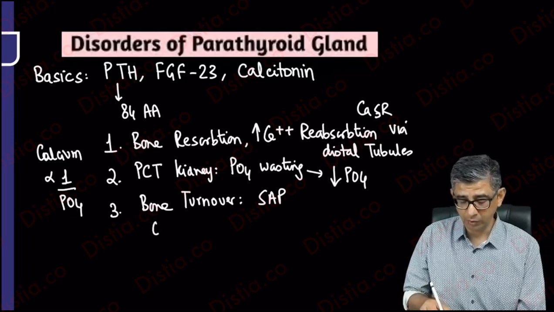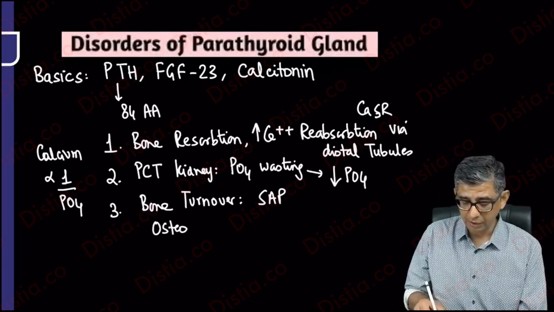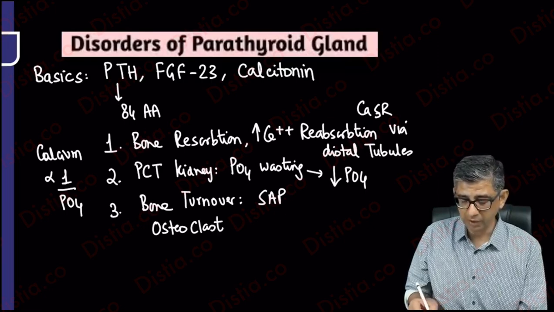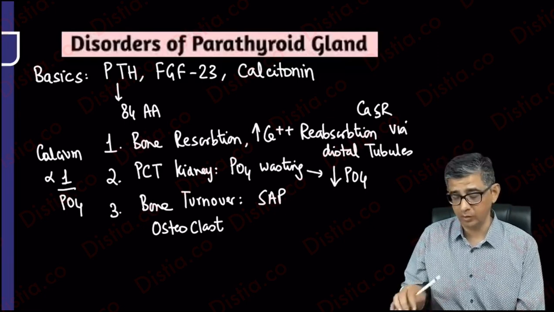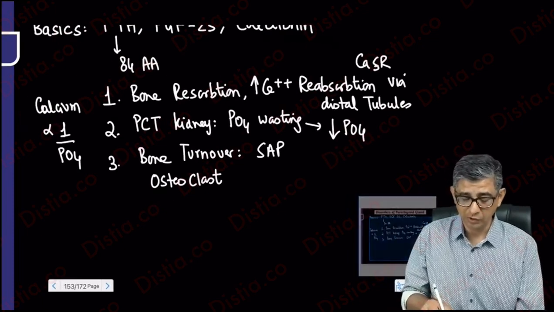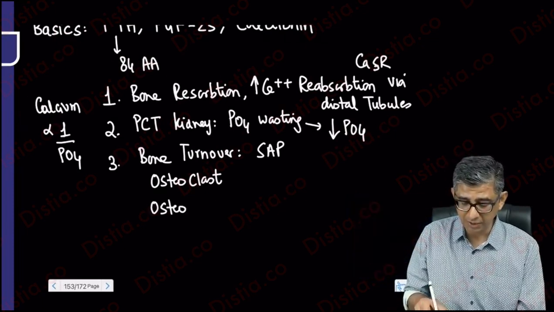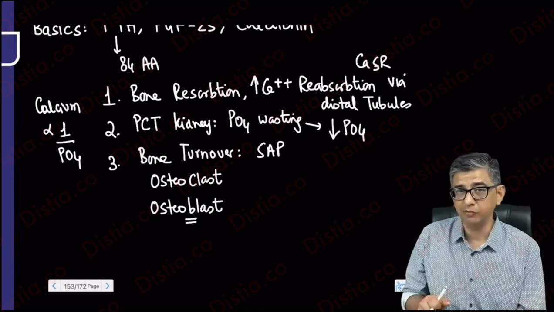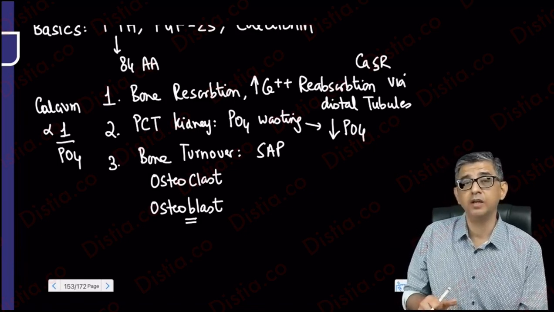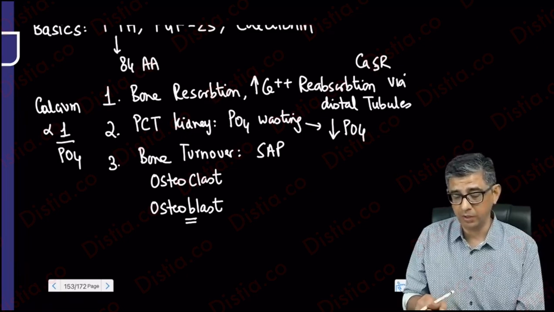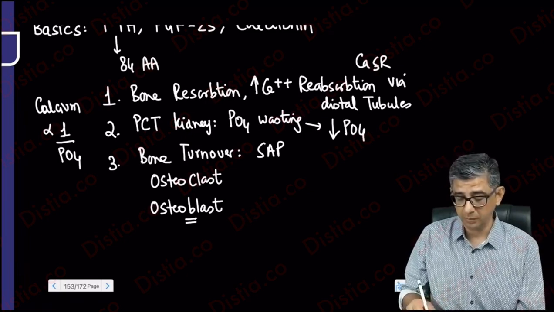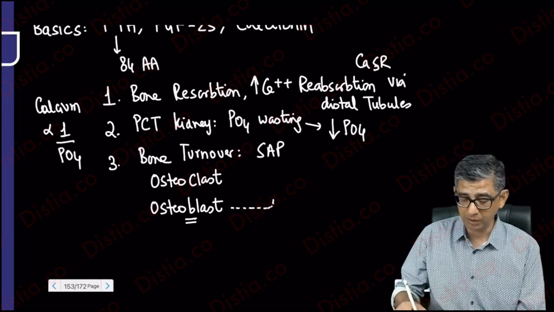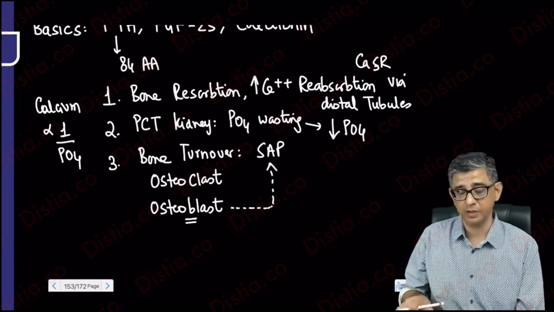At this junction, I want to tell you what cell is responsible for production of serum alkaline phosphatase. We have two cells in the bone. One is the osteoclast, which is responsible for bone destruction. Second is the osteoblast, which is responsible for bone formation. So which cell would be responsible for serum alkaline phosphatase production? Your answer would be osteoblast. I repeat once again that osteoblasts are the ones which produce serum alkaline phosphatase.